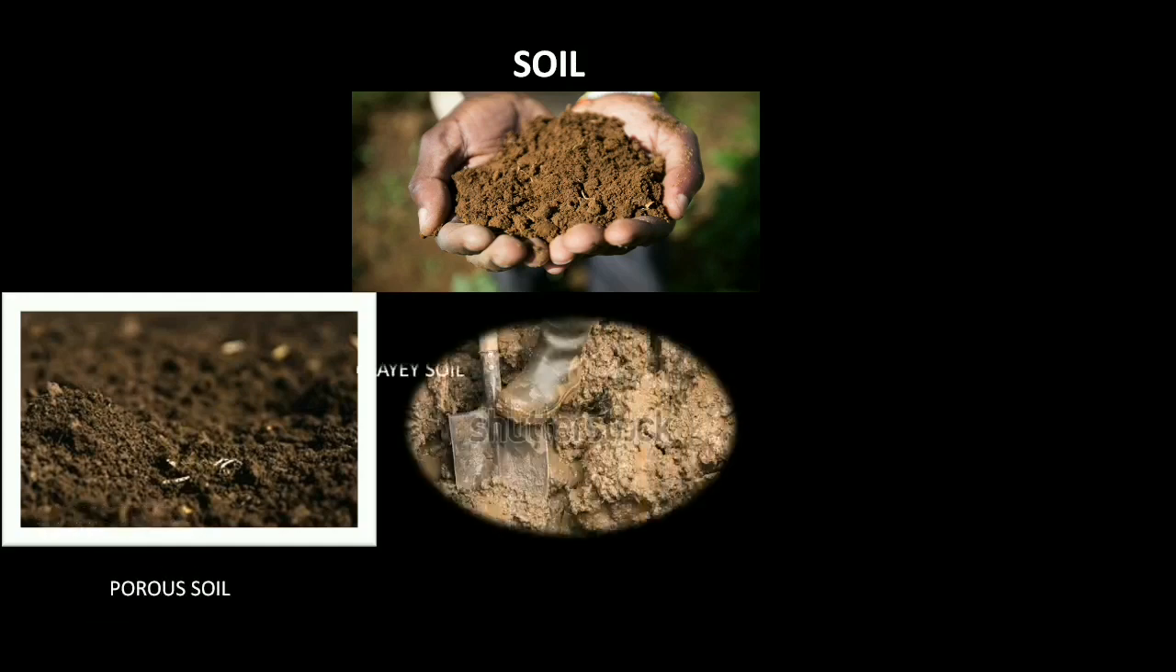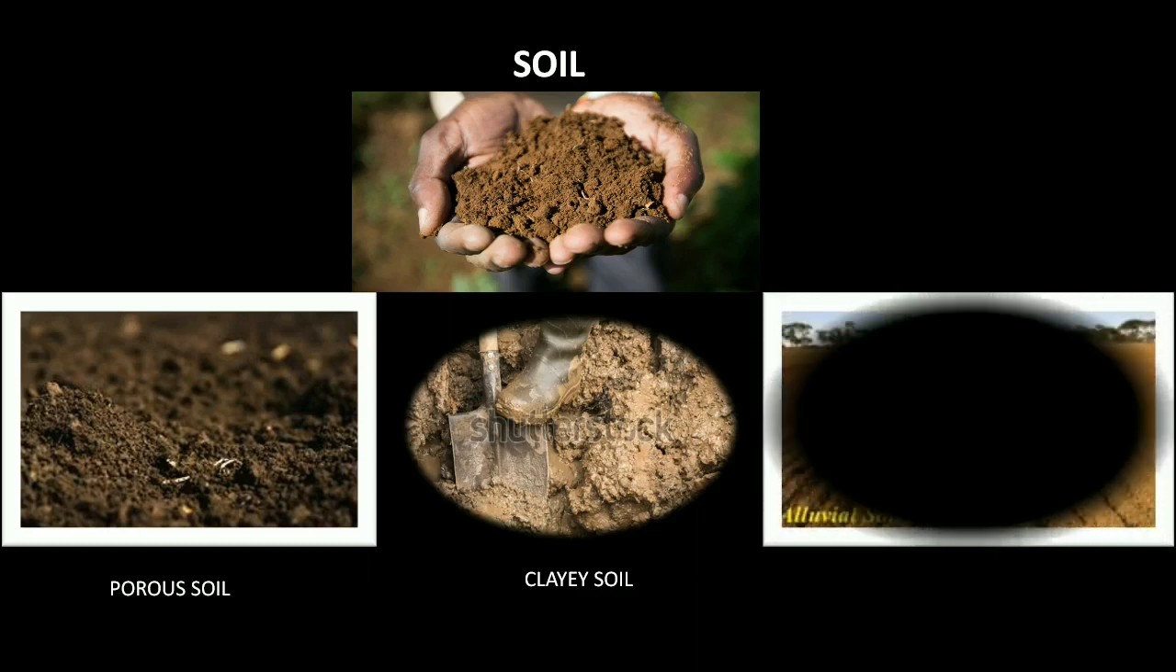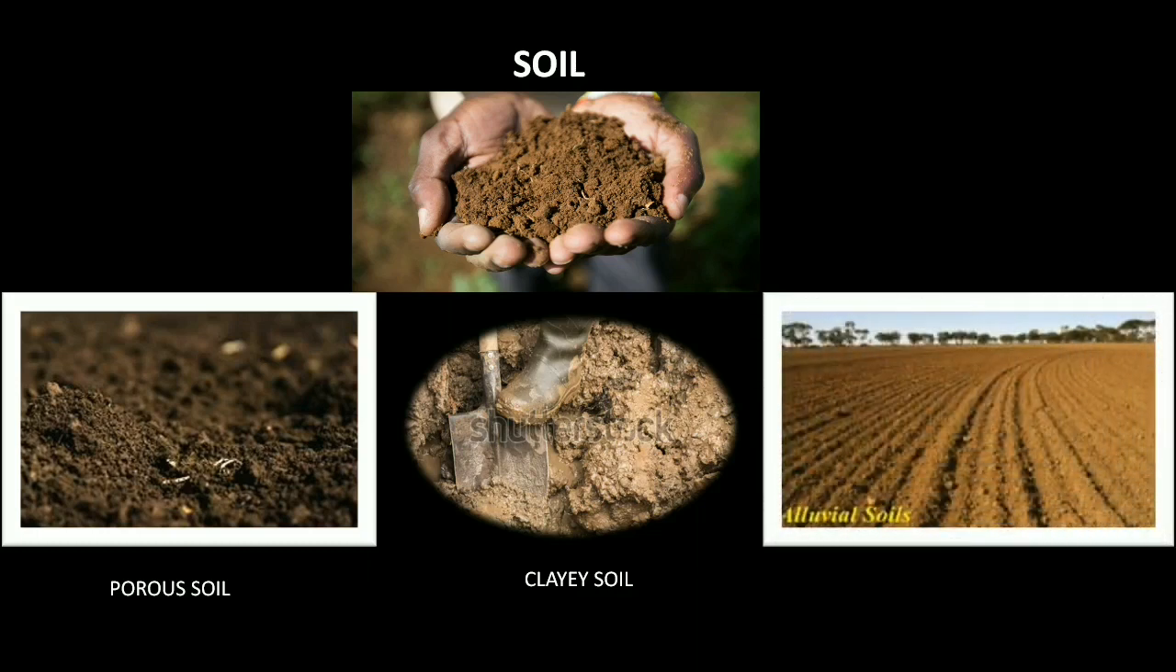Next, we have the clay soil. Clay soil has high moisture retentive capacity, and it is also somewhat good. Next, the most fertile type of soil is the alluvial soil. Alluvial soil is the most fertile soil which can be used for cultivation of crops.